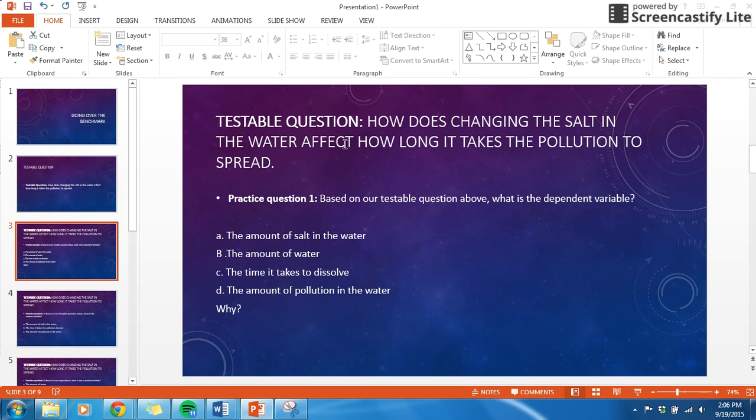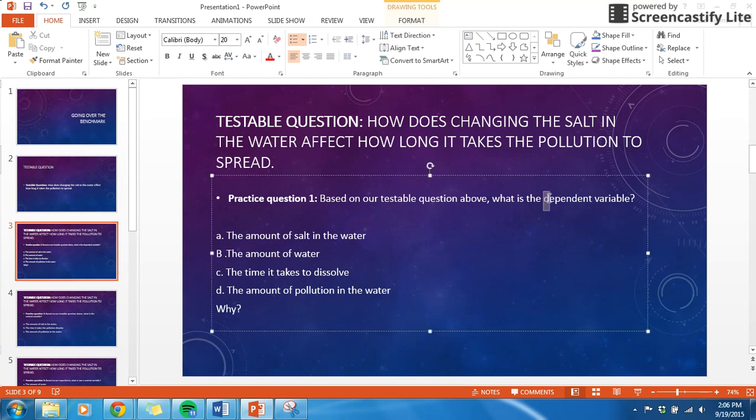So if our testable question is how does changing the salt in the water affect how long it takes the pollution to spread, this is going to be our first practice question. Based on our testable question, what is the dependent variable? What is the variable that I am measuring? Is it A, the amount of salt in the water, B, the amount of water, C, the time it takes to dissolve, or D, the amount of pollution in the water? And explain why.